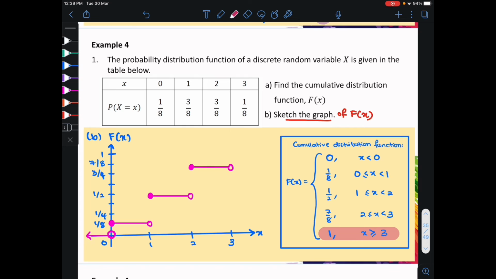And for the last one, when x is more than or equal to 3, F(x) is 1. So F(x) is 1 is here, and we're going to have a dense circle at x equal to 3 with an arrow going to the right-hand side. And this is the graph of F(x).